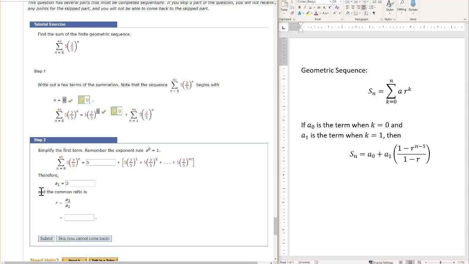And for the common ratio, what they want you to do is take the term a sub 1 and a sub 2 and make a ratio out of it. If you were to divide a sub 2 divided by a sub 1, the 5's would cancel out, and one of the 2/5 would cancel out in the denominator, and you would be left with 2/5 in the numerator. So this is just going to be 2 over 5. So that's going to be your ratio r.